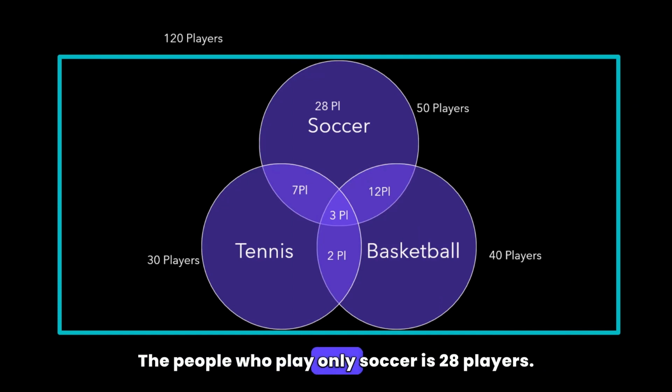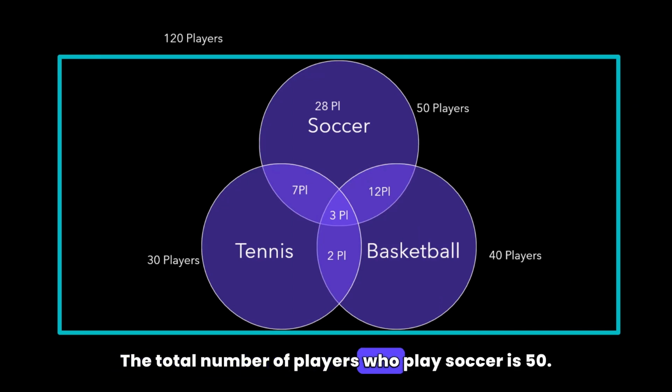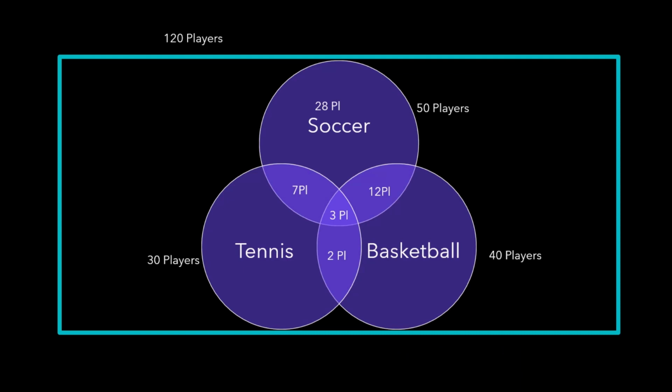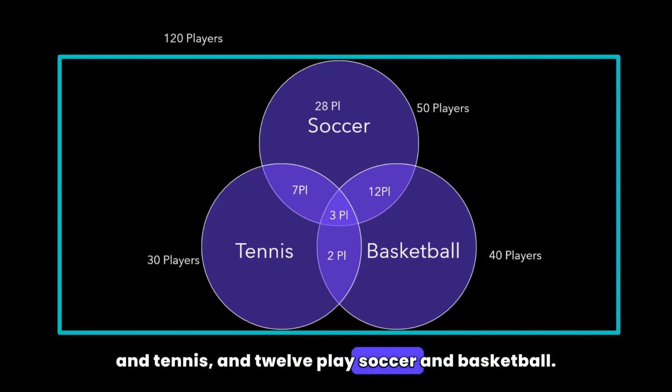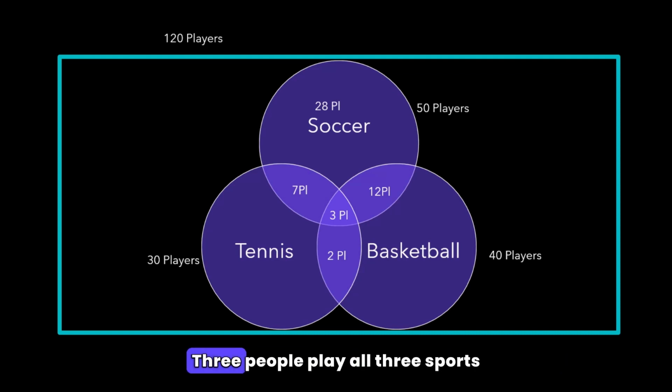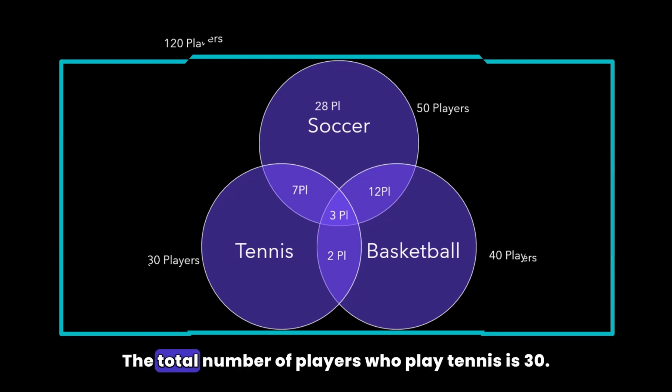The people who play only soccer is 28 players. The total number of players who play soccer is 50. Out of 50 players, 7 play both soccer and tennis and 12 play soccer and basketball. 3 people play all 3 sports. Out of the 50 soccer players, those who play another sport is 22. So, the players who play soccer only will be 28.